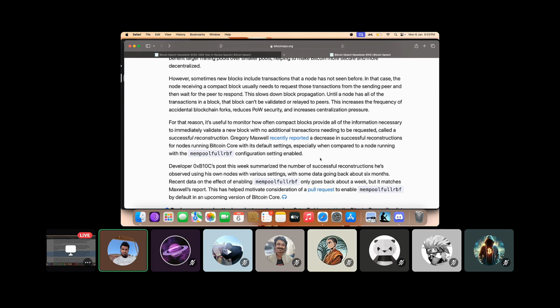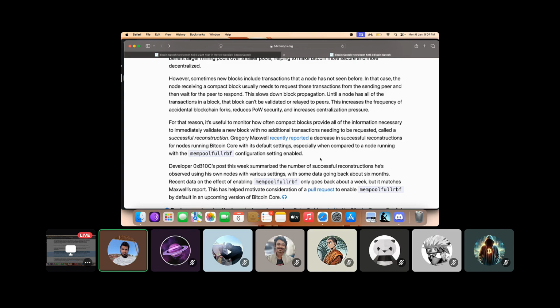But since Bitcoin Core's default policy was that mempool full RBF was off, there was a discrepancy in the mempool of the non-mining nodes and the mining nodes, right? The non-mining nodes were using mempool full RBF off by default, but the mining nodes were using it on by default. So every time the mining nodes found a valid block, there were a lot of transactions in that block which the non-mining nodes were not aware of, and then the non-mining nodes had to individually validate those transactions, and only after they validated those individual transactions could they validate the block and get in sync with the current state of the network.